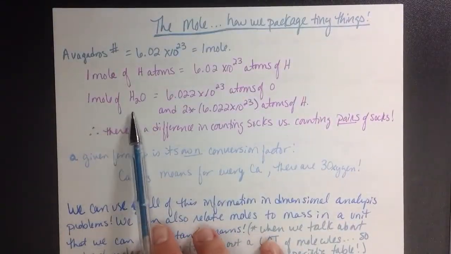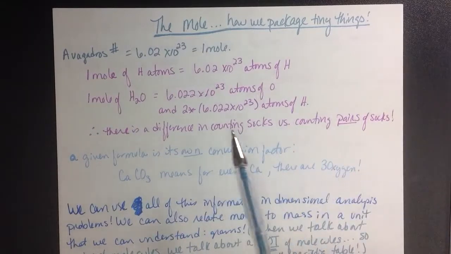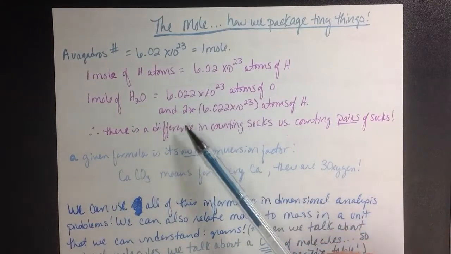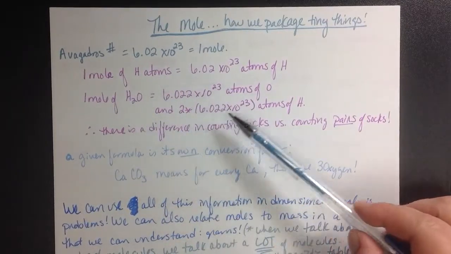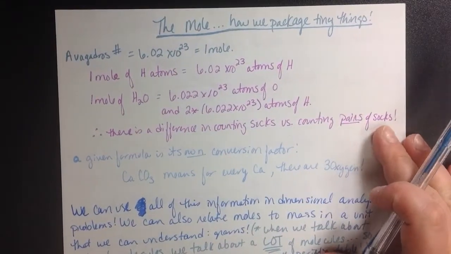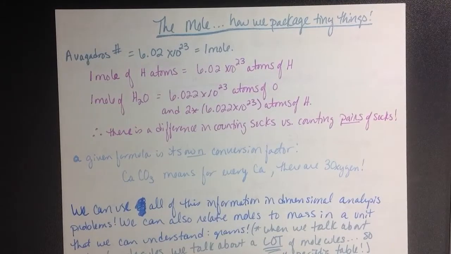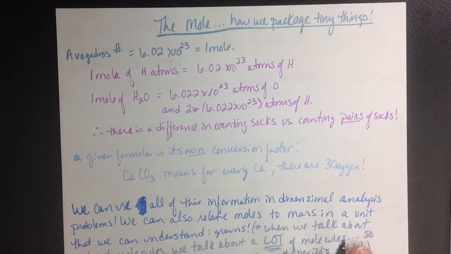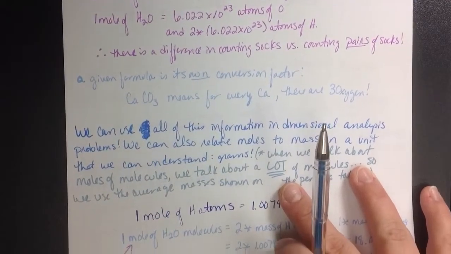Now, if you have 1 mole of water, that means that you have 6.022 times 10 to the 23rd atoms of oxygen and twice that amount, because this 2, atoms of hydrogen. So remember, this means H2. So 1 mole of water can give you individually 2 moles of hydrogen or 1 mole of oxygen. And that's a relationship that you can use. It's the difference between counting a sock and counting a pair of socks, because this comes sort of together, okay? So that could be its own conversion factor.